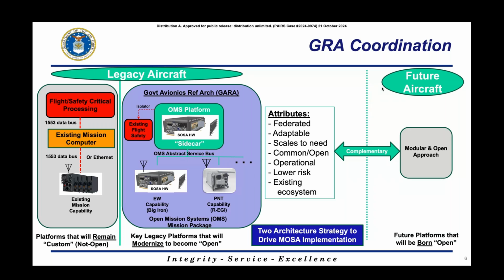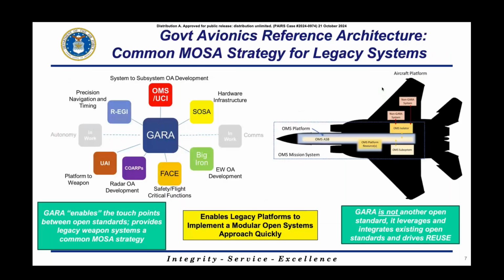Next slide. On slide 7, as an example, we have an F-15, and by applying GARA and the modernization of it, we can start using established reference architectures such as SOSA, Big Iron Face, REGI, to bring it up to the current state of the art, maybe even beyond the current state of the art, so that it's able to integrate with our other newer platforms. For example, B-21.